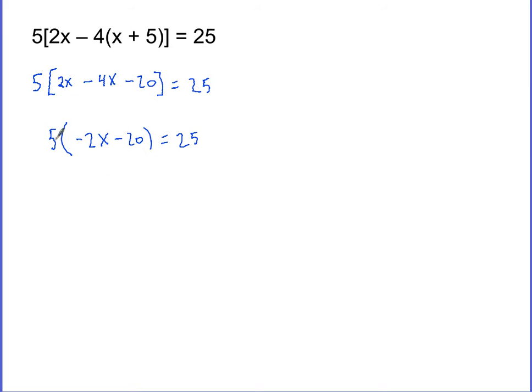Okay, now I can distribute the 5. So I've got another layer of multiplication here to do. 5 times negative 2x would be negative 10x. And then 5 times minus 20 would be minus 100 equals 25. Okay, add 100. So negative 10x equals 125.